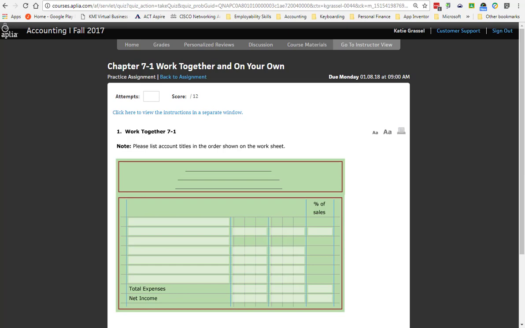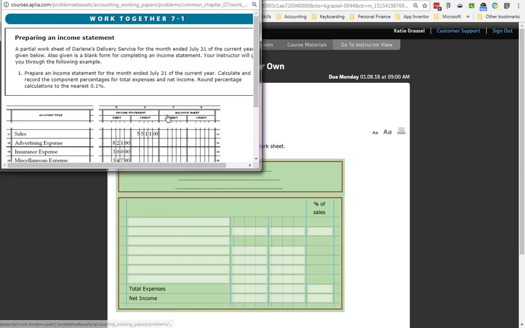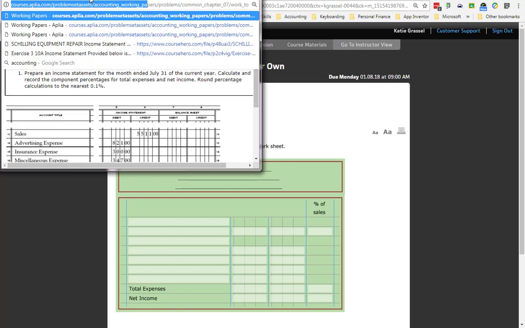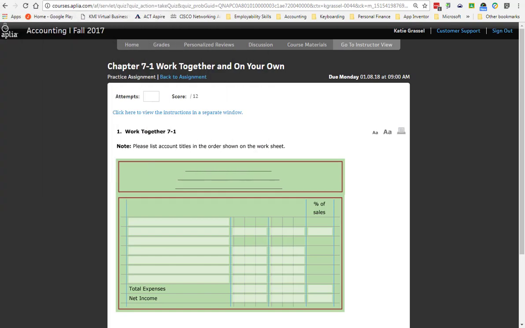So when we look at our directions, we're completing an income statement for Darlene's Delivery Service. They did give us a partial income worksheet, and we're completing this for the end of the month of July 31st of the current year. So let's put in the name of our business, Darlene's Delivery Service. It's an income statement, and we're doing it for the month ended July 31st, 20XX.